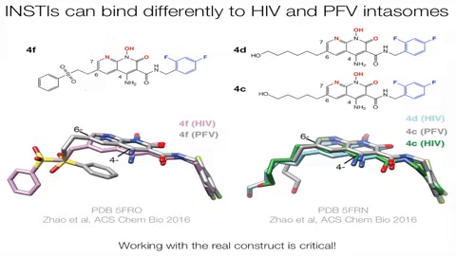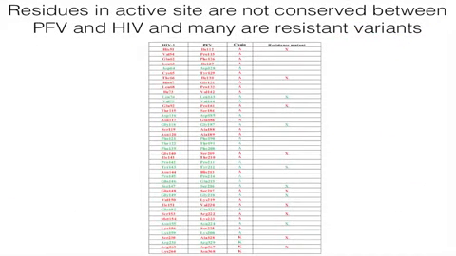So what this is telling us is that if we want to understand how ligands bind, if we want to utilize the information for drug design or for understanding mechanisms of viral resistance, we have to be working with the correct construct. This is really critical. As I mentioned before, the residues in the active site are not necessarily conserved between prototype foamy-virus and HIV intasomes, and this is indicated in the table. Only about 40% of the residues are identical, and those are indicated in green. And many of these residues that are not conserved also happen to be viral resistant variants.